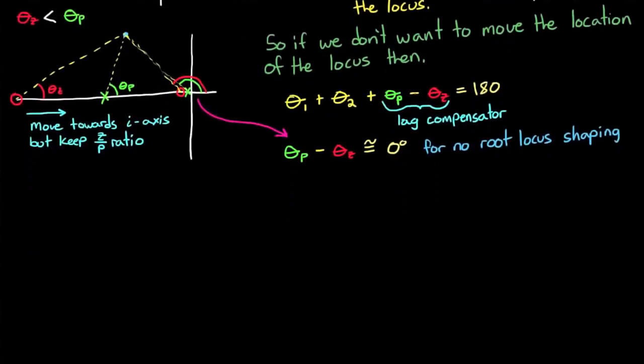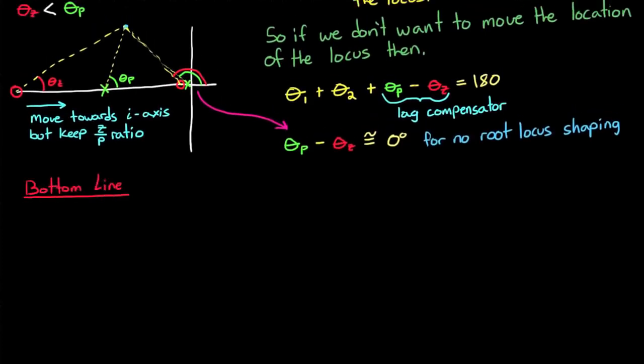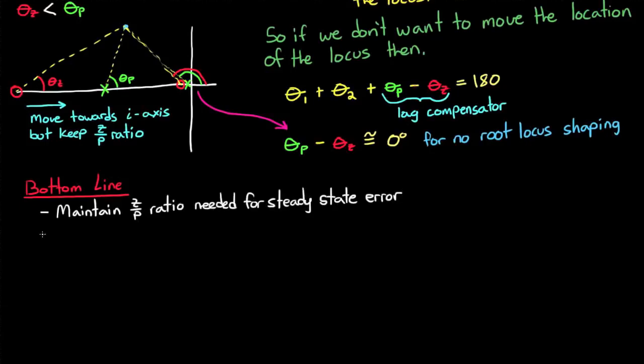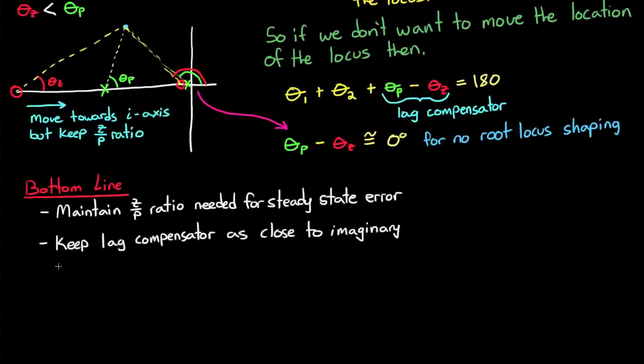So the bottom line when you're using a lag compensator to reduce steady-state error is this. Maintain the zero to pole ratio that you've calculated that will reduce your steady-state error to the amount that you want, and then place the pole and zero as close to the imaginary axis as possible to reduce moving the dominant poles. But there is a limit to how far to the right you can move the compensator.